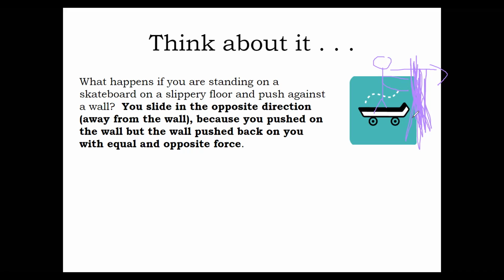Well, what happens when you do that? You, on the skateboard, shoot off in the opposite direction, right? Because the wall pushed back on you with an equal and opposite force. So even though the wall itself didn't move, it wasn't physically moving to push you. The reason why you and the skateboard move in the opposite direction of your push is because the wall essentially resisted your push with the same amount of force that you put on it. And so because the wall isn't going to move, it causes your skateboard to move in the opposite direction.